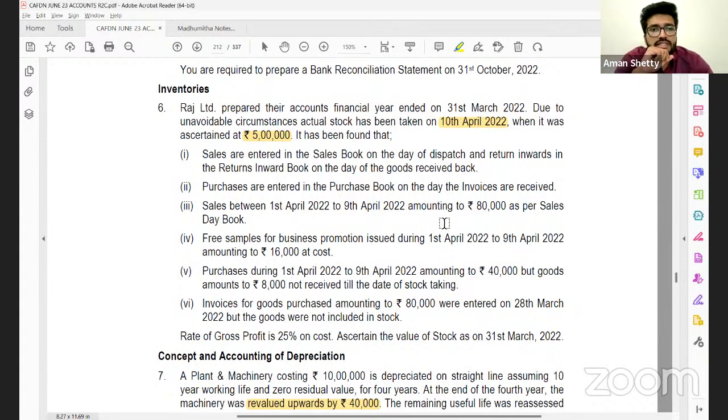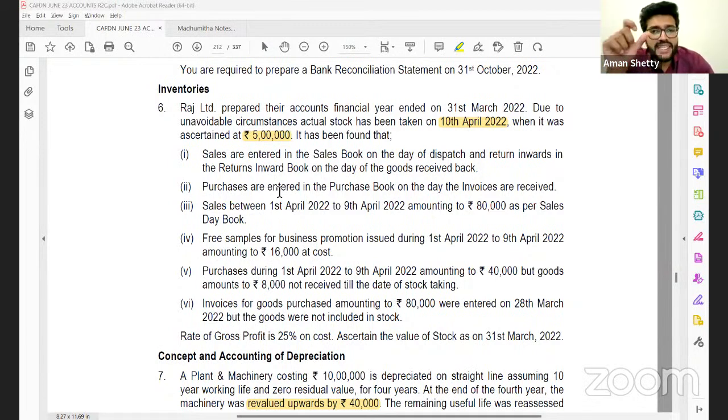Everyone understood this? Sir, once again, repeat this one. Value of stock as on 10th April 22 is 5 lakh. Add cost of sale during the period, 1st April 22 to 9th April 22. Below that, COGS you have to find out. Cost of goods sold during the period 1st April to 9th April. Now, how do we find out?